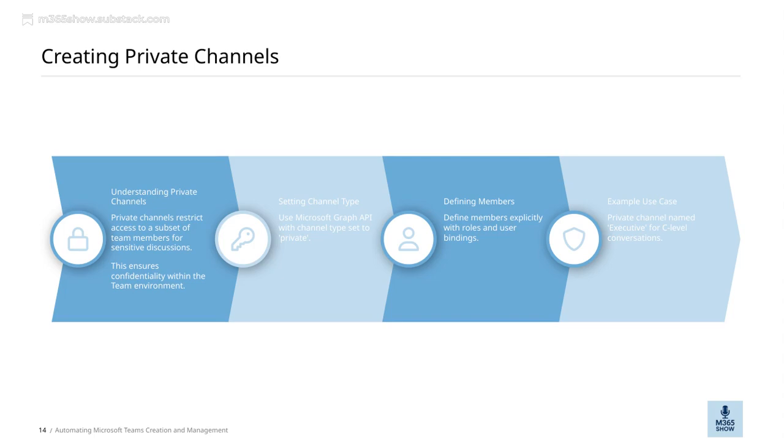To set up these private channels, you typically use the Microsoft Graph API, making sure to set the channel type to private. This is a crucial step because it ensures the channel is indeed restricted. The main benefit here is that private channels limit access to only a subset of team members, which is essential for sensitive discussions. This setup helps maintain confidentiality within your team environment. So, whether you're managing executive strategies or sensitive projects, private channels give you the flexibility and security you need to keep information restricted to the right people.